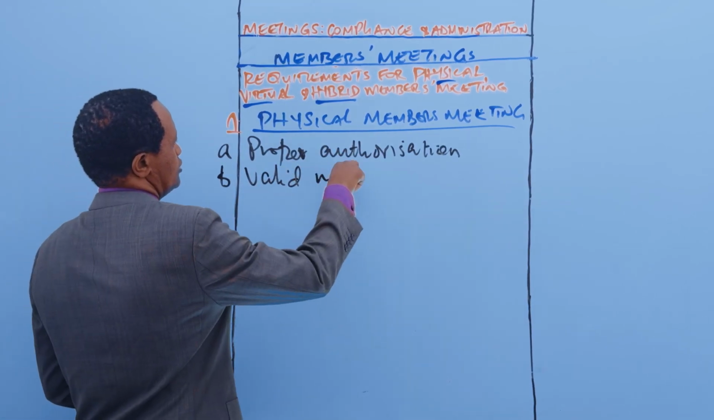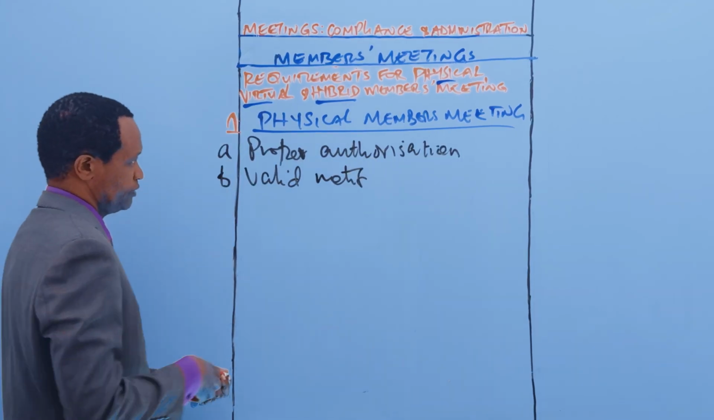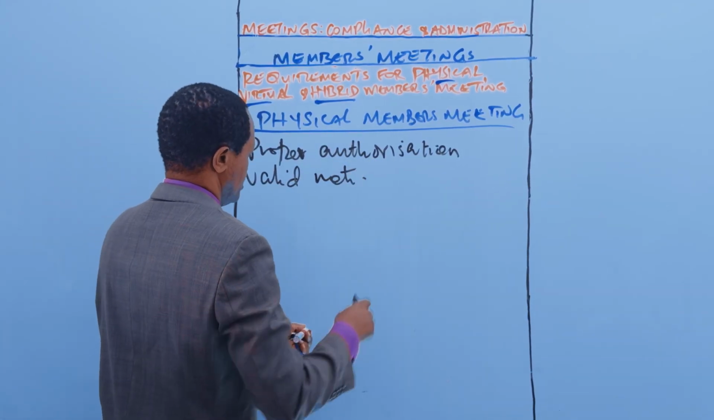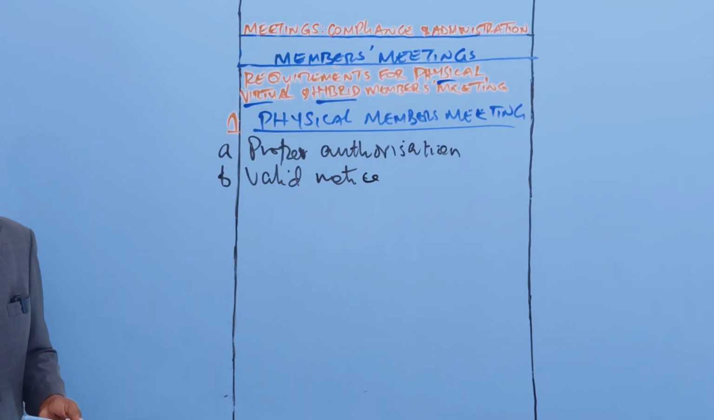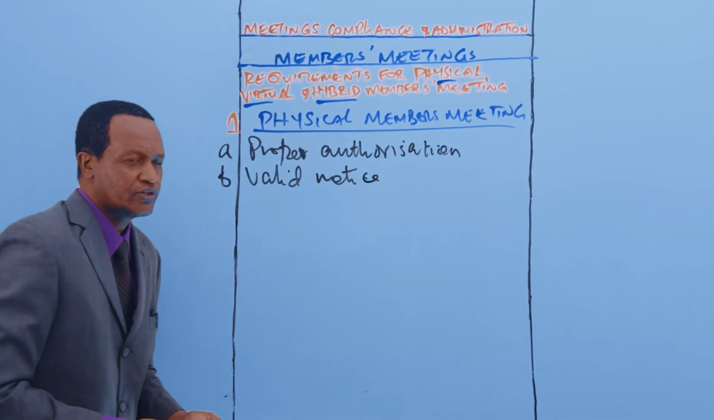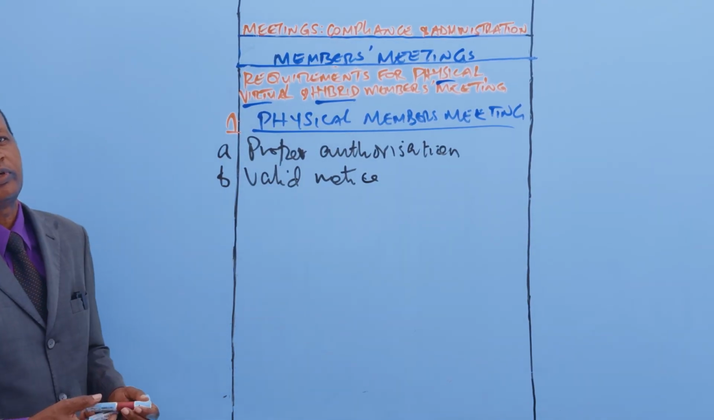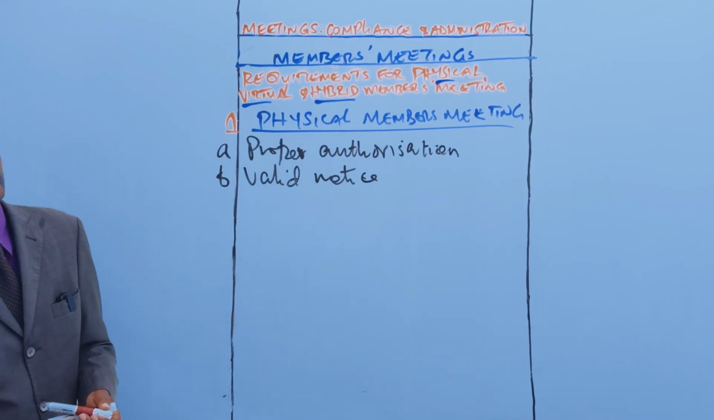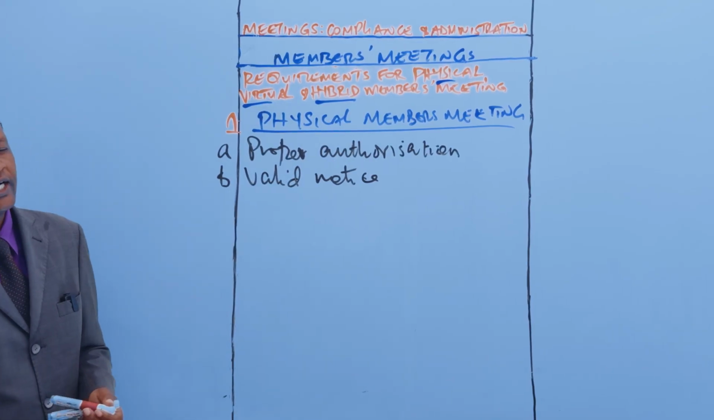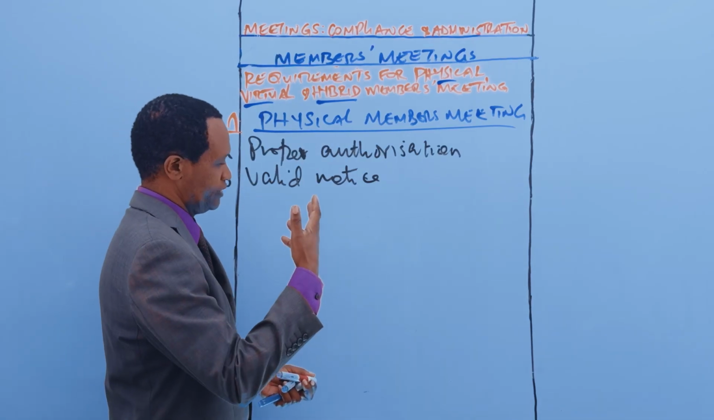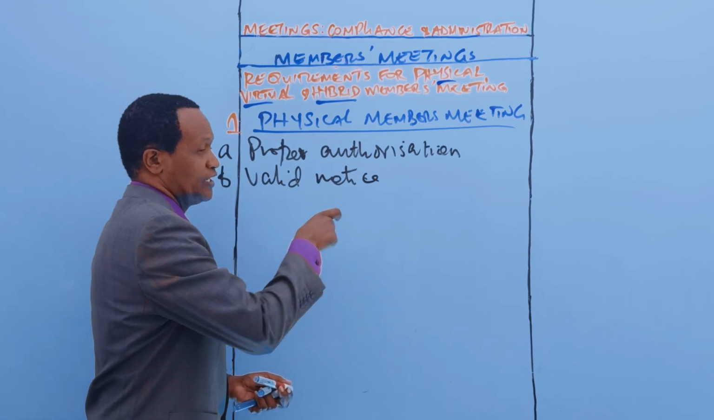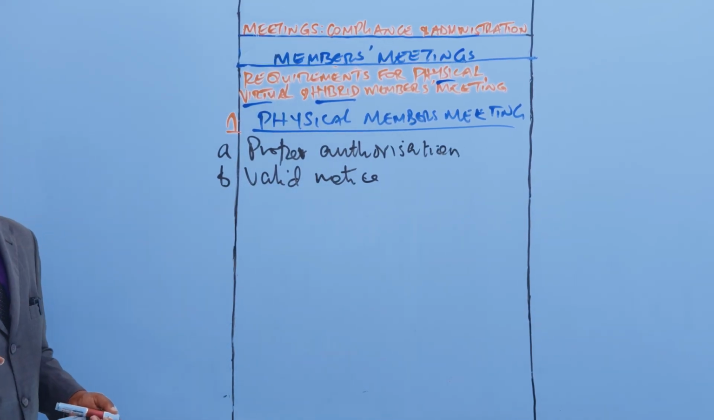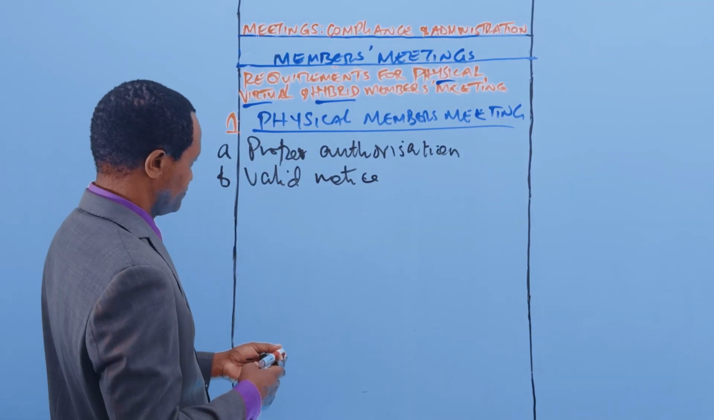valid notification. Let me just say valid notice. Valid notice. The meeting must specify the physical venue. It could be, say, Pioneer House. It should also specify the date and the time. The venue, the date, and the time must be contained within the valid notice. And the standard notice is 21 days for annual general meetings.